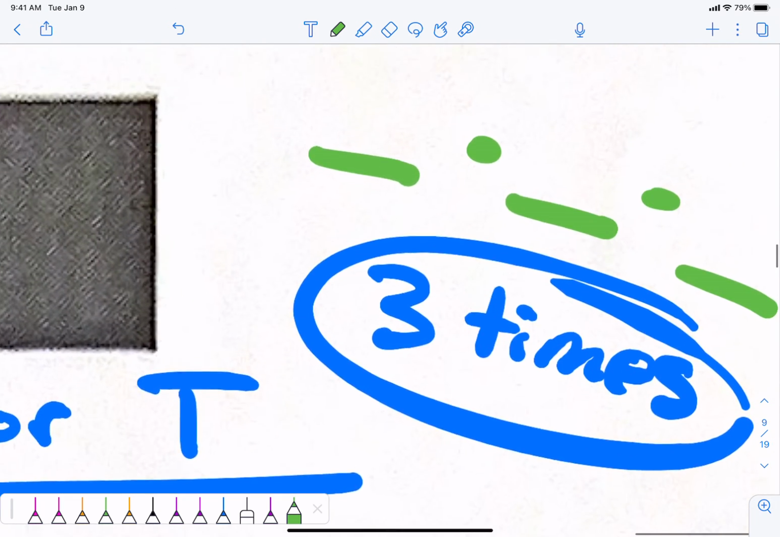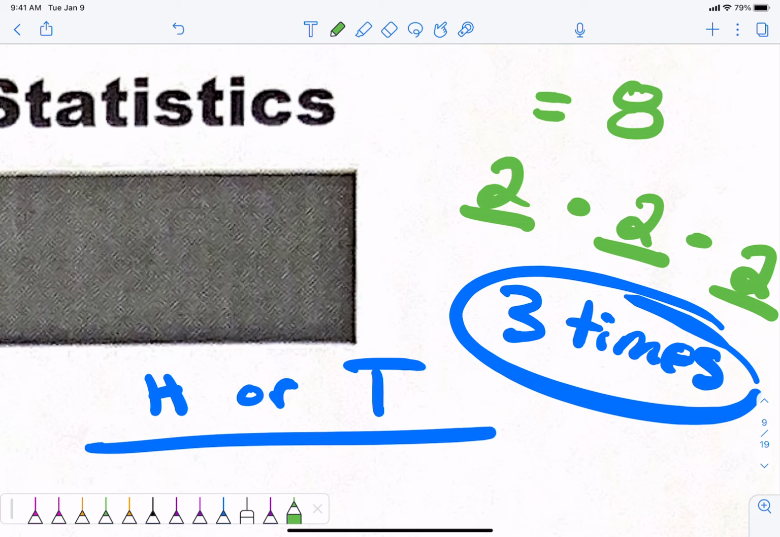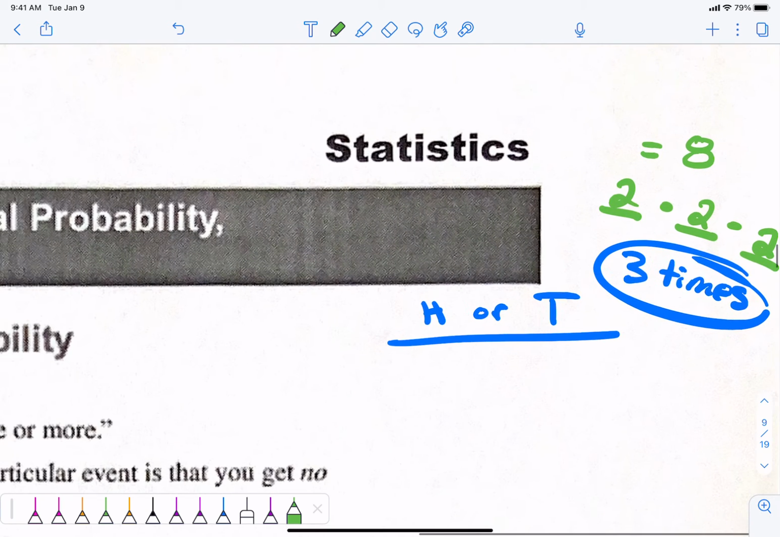How many outcomes could I have gotten the first time? 2, heads or tails. The second time? 2. The third time? 2. That is 2 times 2 times 2, which is 8. There are 8 different outcomes when I flip 3 coins, 3 coins, 8 outcomes. So here we go.